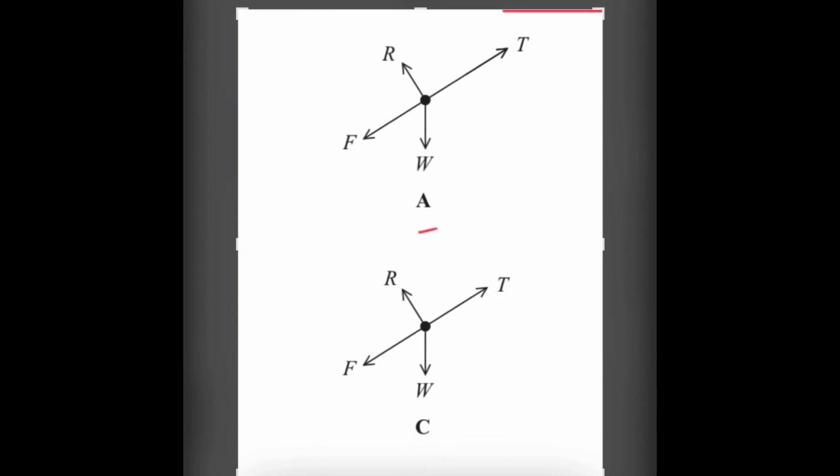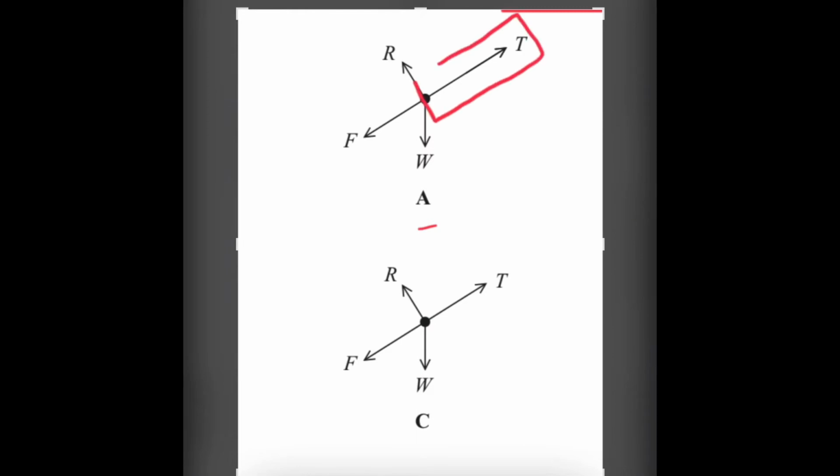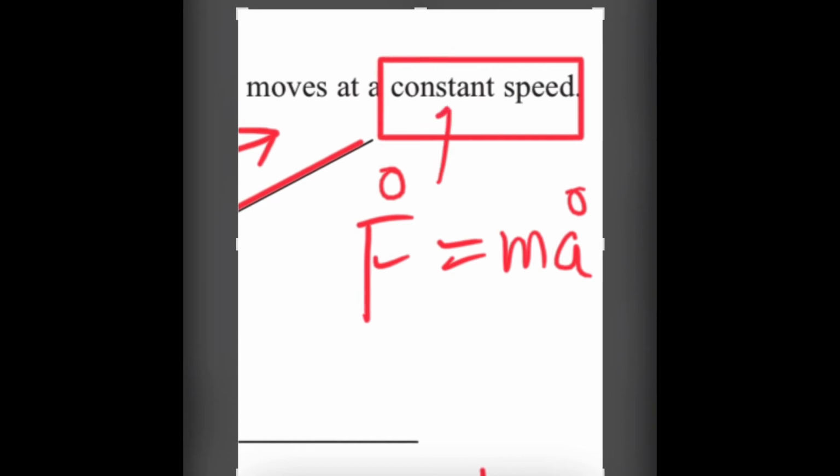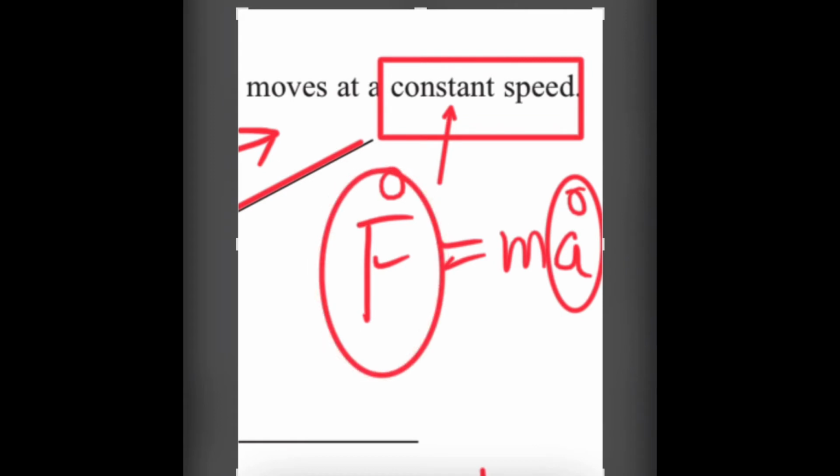For A and C, we have the same diagram used, but for option A, this tension has a greater length than this tension. We can notice that in option A, the length of friction is smaller than the length of tension, and here the friction and tension cancel out. If the friction and tension cancel out due to the same length, the reaction and weight should also cancel out, since it is moving at a constant speed. For constant speed there would be zero acceleration, and for zero acceleration there will be zero resultant force.